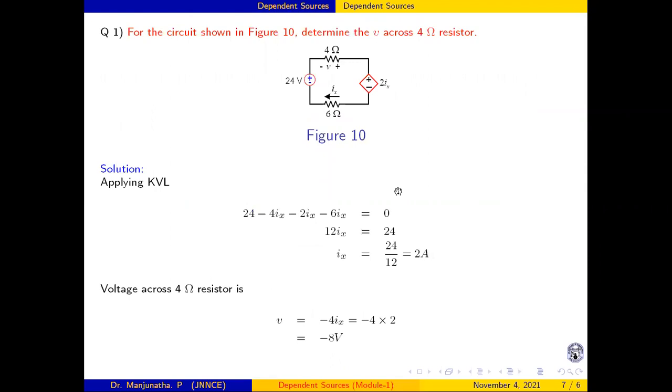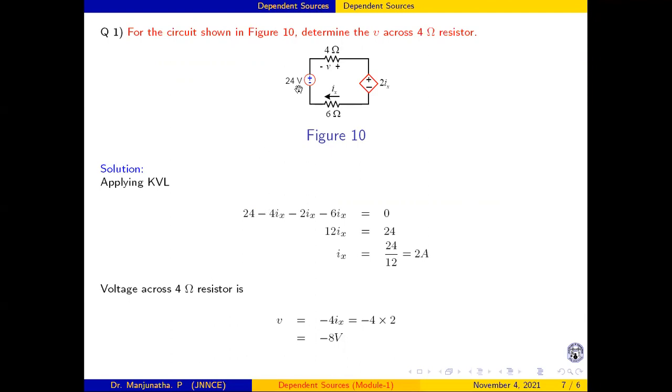We will take one example. We already discussed what this one is. This is a voltage source. What type of voltage source? It is a current controlled voltage source, 2 times Ix, where Ix is the current through the 6 ohm resistor. For the circuit shown in the figure, determine V across the 4 ohm resistor. These types of problems we are going to solve next.